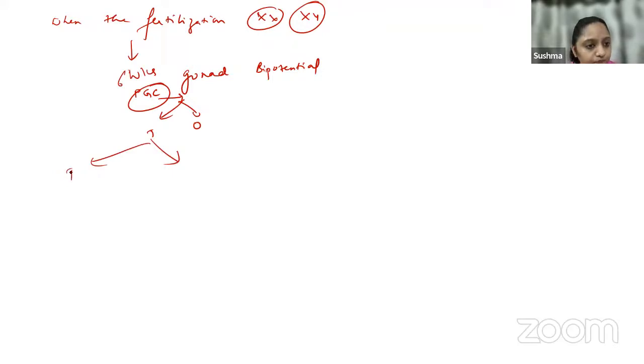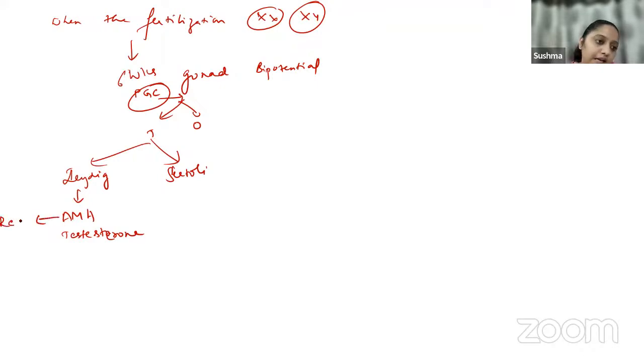In the testis, we have two different types of cells: Leydig cells and Sertoli cells. Leydig cells secrete AMH, which is anti-Mullerian hormone, and also testosterone. Anti-Mullerian hormone regresses the Mullerian duct and prevents the gonad becoming ovaries. It also prevents the Mullerian duct and whatever derivatives there were from it.